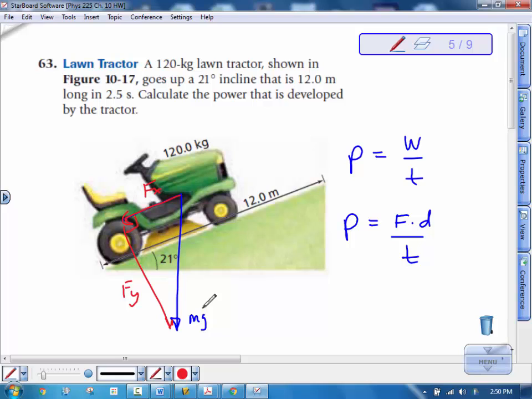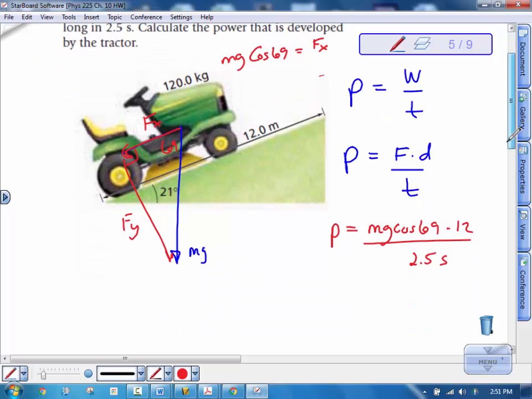So to find that, this would be 69. So it would be cosine of 69 equals adjacent over hypotenuse. Multiply both sides by mg, and that's my force that I have to use. So power equals mg cosine of 69 times the distance that it travels, which is 12, divided by the time, which is 2.5 seconds.